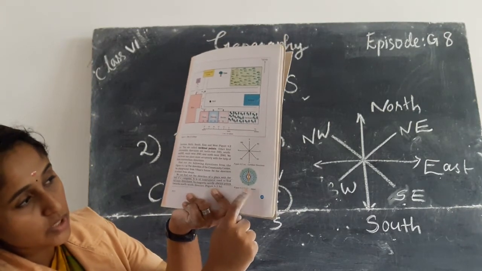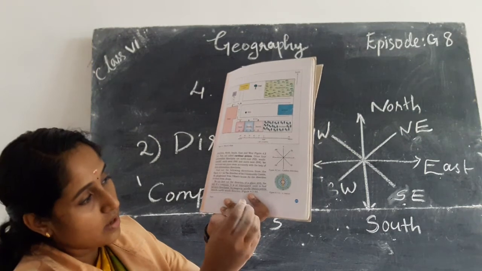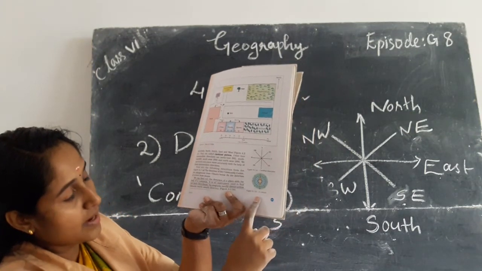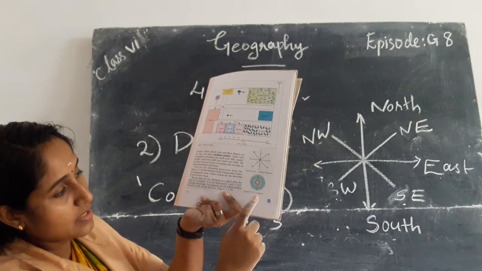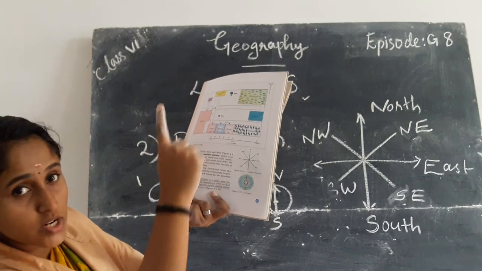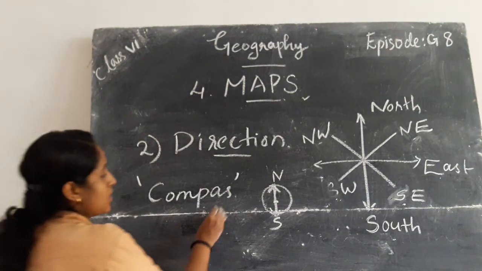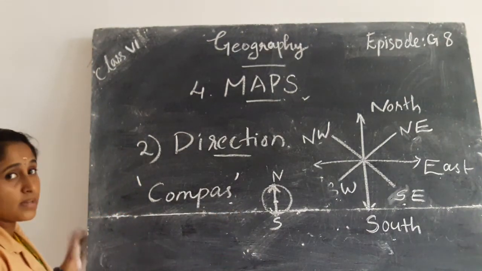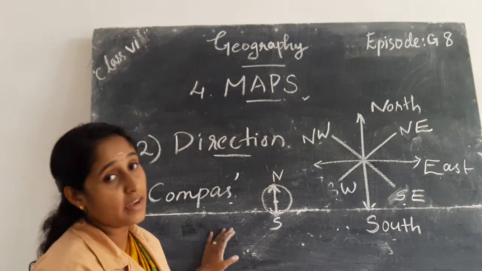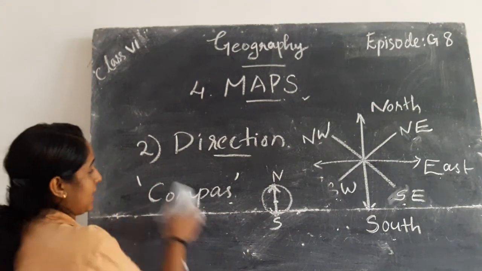This compass is used to identify or find the direction of a place. It is an instrument used to find the main directions. It has a magnetic needle always pointed towards north and south. That is called a compass. What is the use of a compass? A compass can be used to identify the directions of a place.